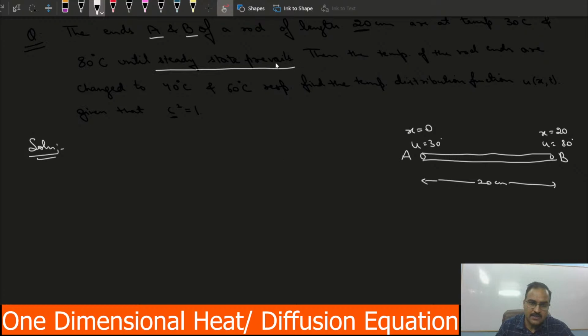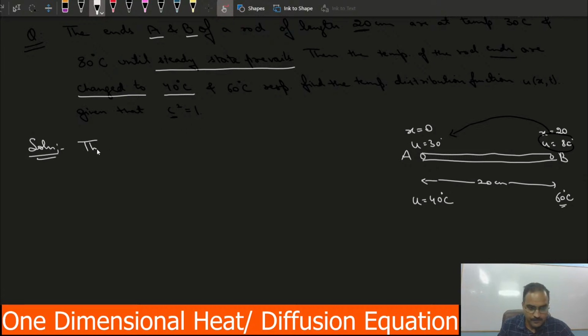Steady state prevails, that means whenever heat flows from the higher temperature towards the lower temperature, okay, and the temperature of the rod will be the same throughout. After that, the temperature of the rod ends are changed. So they have changed the temperature to 40 degrees Celsius at this end and 60 degrees Celsius at the other end respectively, and we must find the temperature distribution function. So from the statement it is clear that it is a problem from the one-dimensional heat equation.